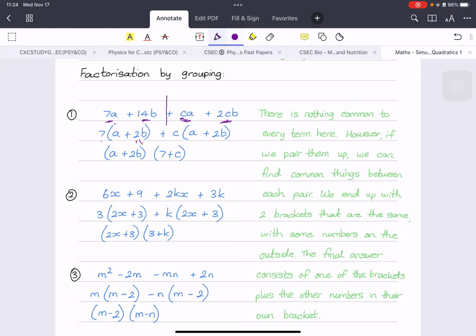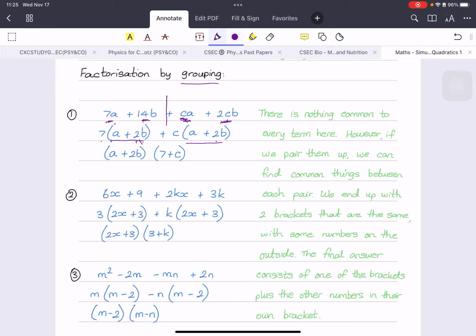What is common here? The c. So let's pull out the c. So instead of ca, we will get a, and instead of 2cb, when we divide, we'll take out the c there and get 2b. Now if you realize something, the two brackets are exactly the same, and anytime we are factorizing by grouping, this means we are grouping them, right? The brackets need to be the same. You cannot have different brackets here.